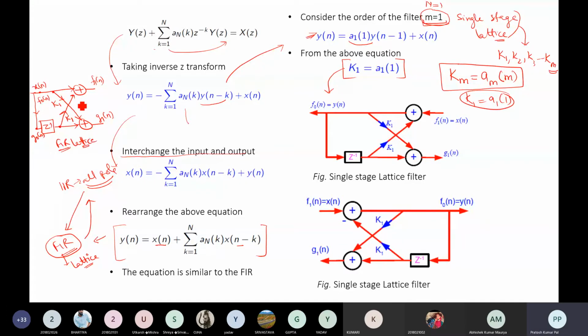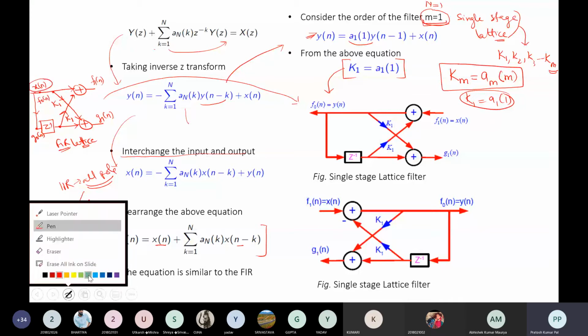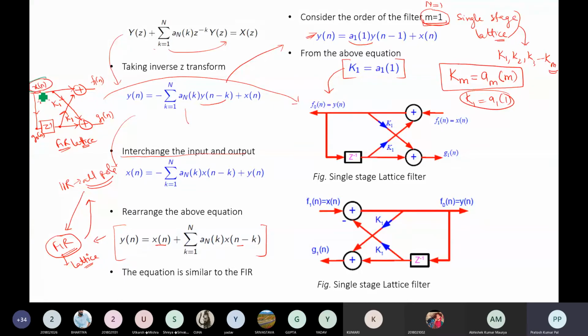So if we compare these two realizations, they are almost similar. The only difference is that in the case of FIR, f0 of n was x of n, and in this case also x of n was equal to f0 of n. So f0 of n was x of n, and f1 of n was equal to y of n. But here in the all-pole system we know that these two are equivalent.